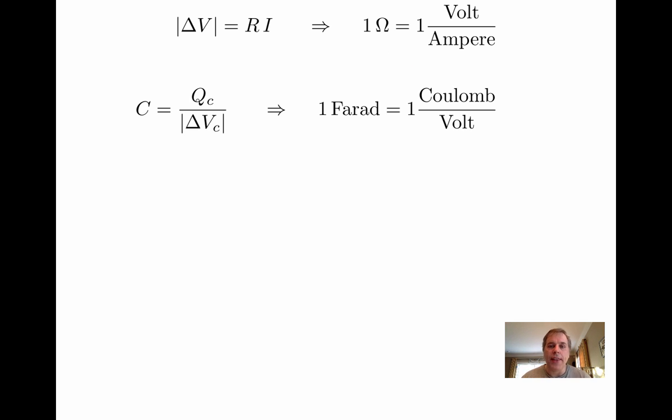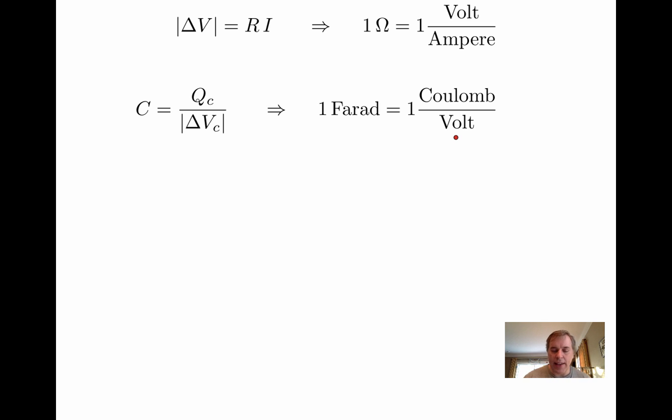Just a little comment. If you go back, you look at the units. Remember that from Ohm's law, delta V equals Ri. So 1 ohm is 1 volt per ampere. That's one way to write 1 ohm. From the equation for the capacitors, we know that the capacitance is the charge divided by the voltage on the capacitor, and that's in farad. So 1 farad is equal to 1 coulomb over 1 volt.